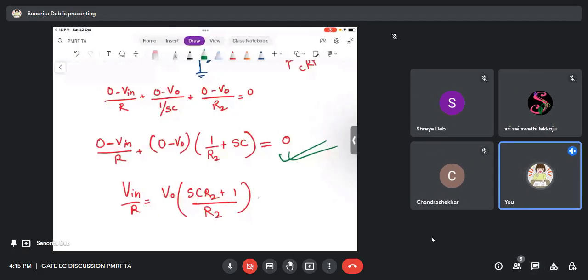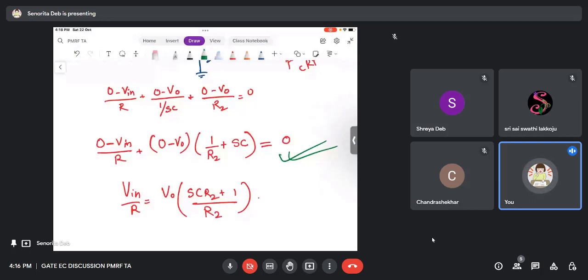Okay, so there are no doubts. That's good. So Vo upon Vin can be written as -R2/R times 1/(1 + SCR2). Now you can see from this term SCR2, I am going to expand and write it as R2/R times 1/(1 + jω/(1/R2C)). And therefore the 3 dB bandwidth, the cutoff frequency here will come out to be ω cutoff is 1/R2C, and ω cutoff is given as 5 kilohertz.